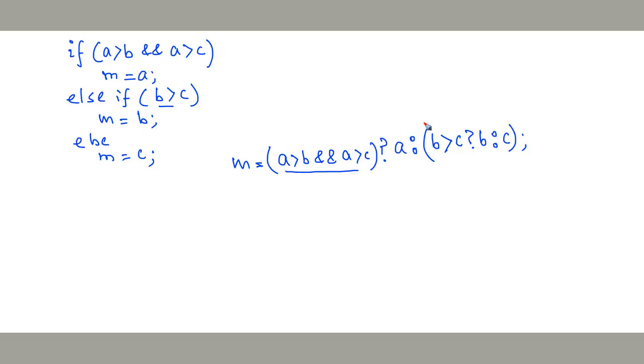So you can see that we have nested conditional operators here. If this condition is true, this is going to be evaluated. Otherwise, if this is false, it goes straight to this section, and again it finds another conditional operator. So this condition is tested, and if this is true, this b is evaluated. Otherwise, if b greater than c is false, this c is evaluated.